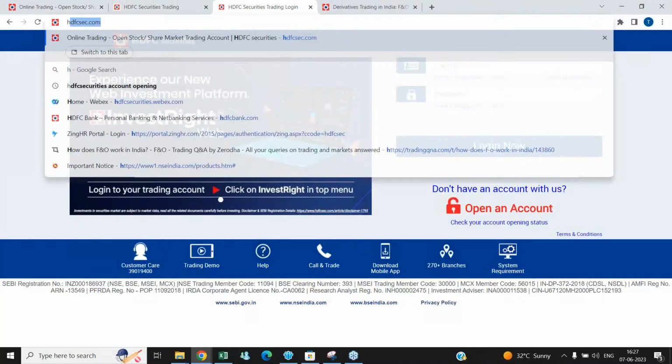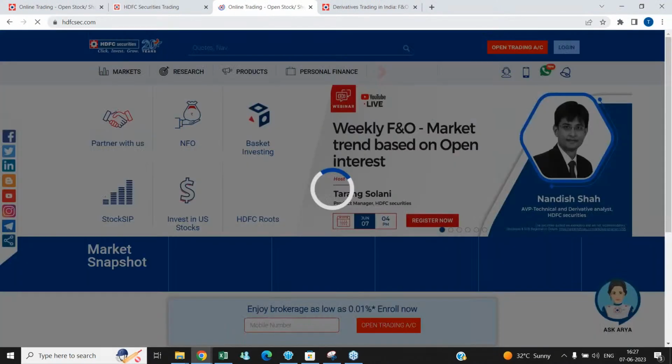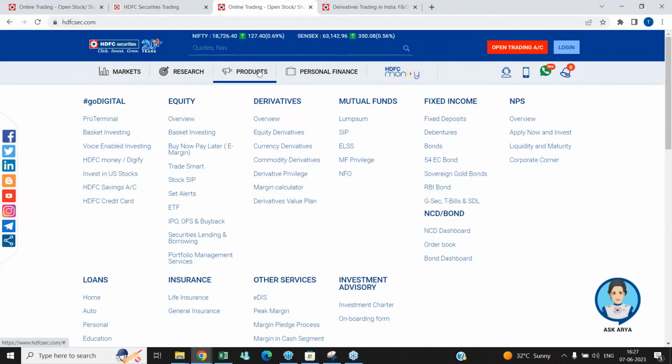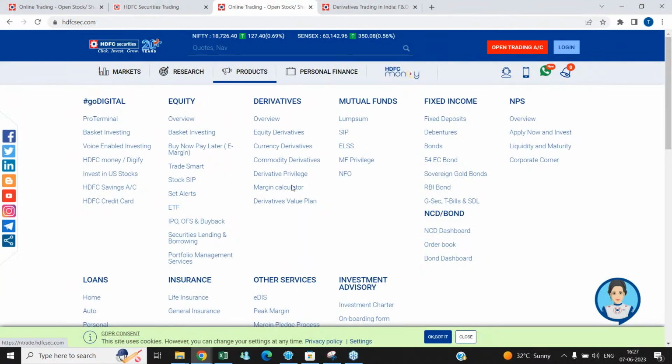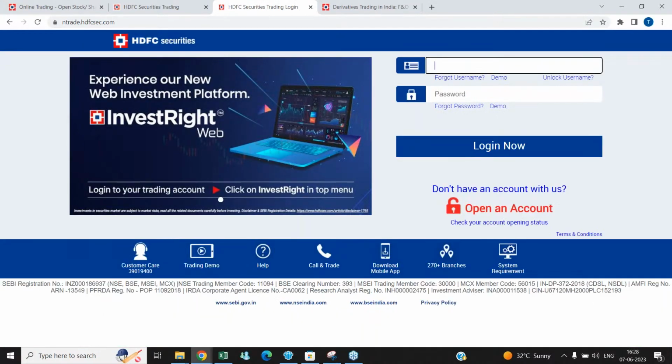The path is, I'll just share my screen, so you can check the margin calculator. Once you go to hdfcsecurities.com, right now under products there is a margin calculator under derivatives. Here you need to click, but somehow this link is not working right now. I apologize for that, since we are not able to show you that margin calculation. However, you can check it tomorrow. There might be some technical issues with that.